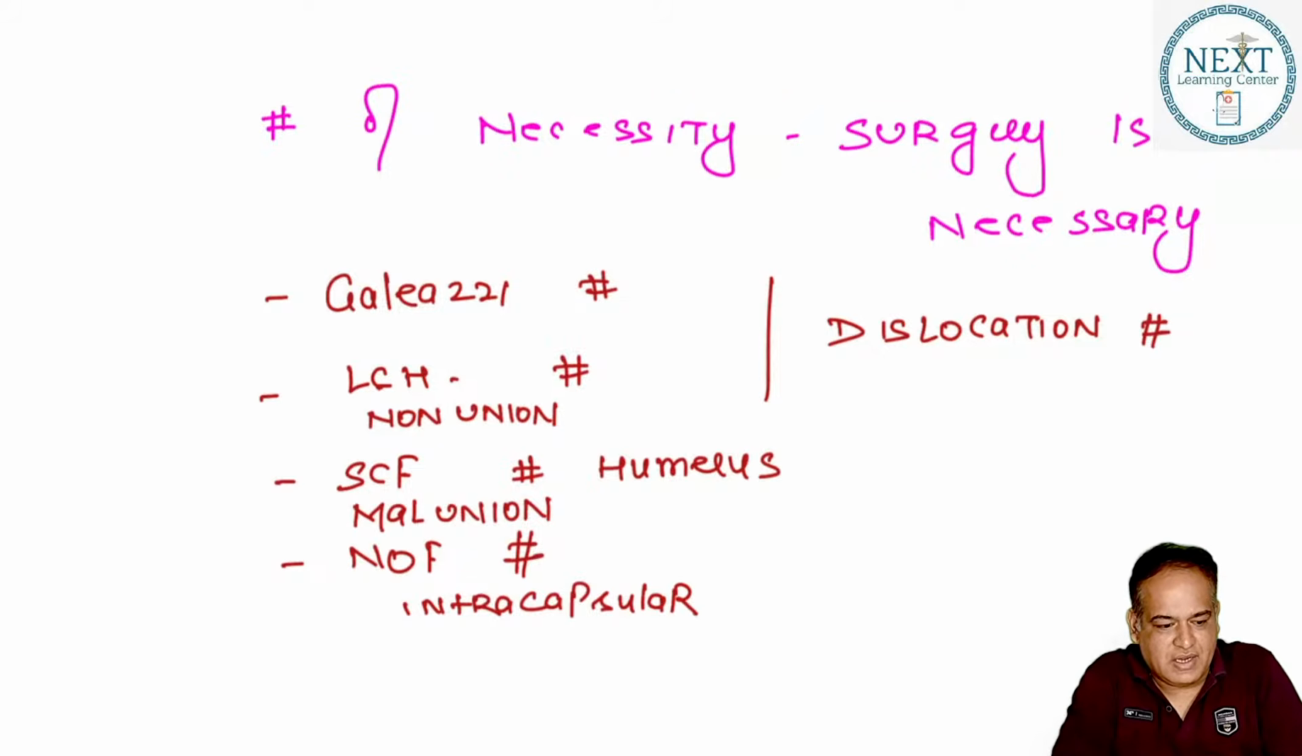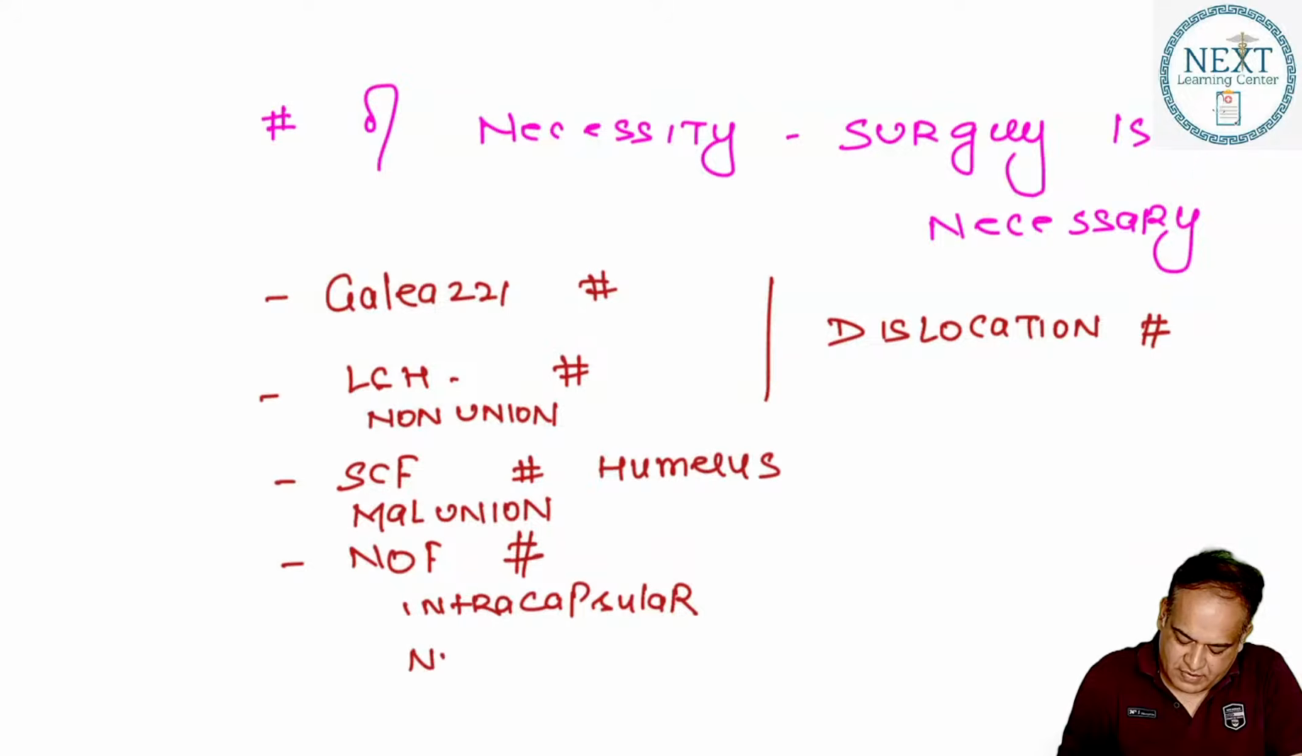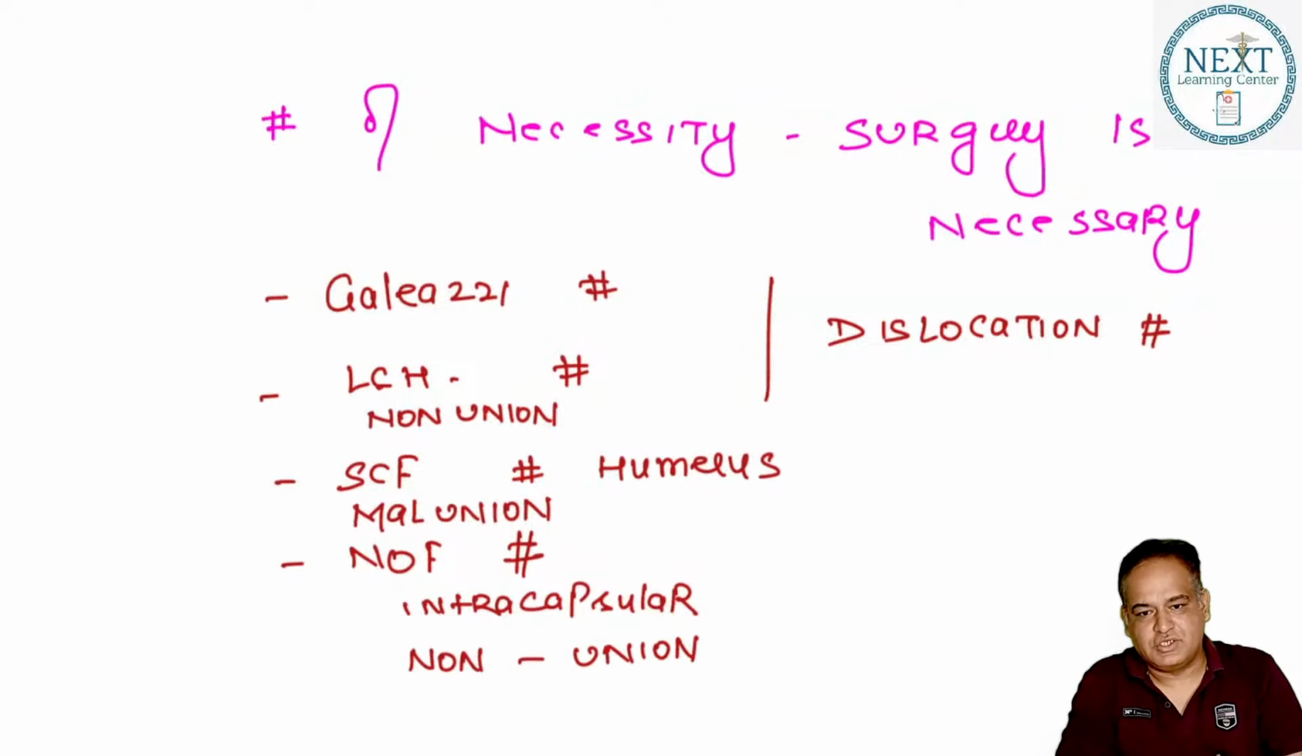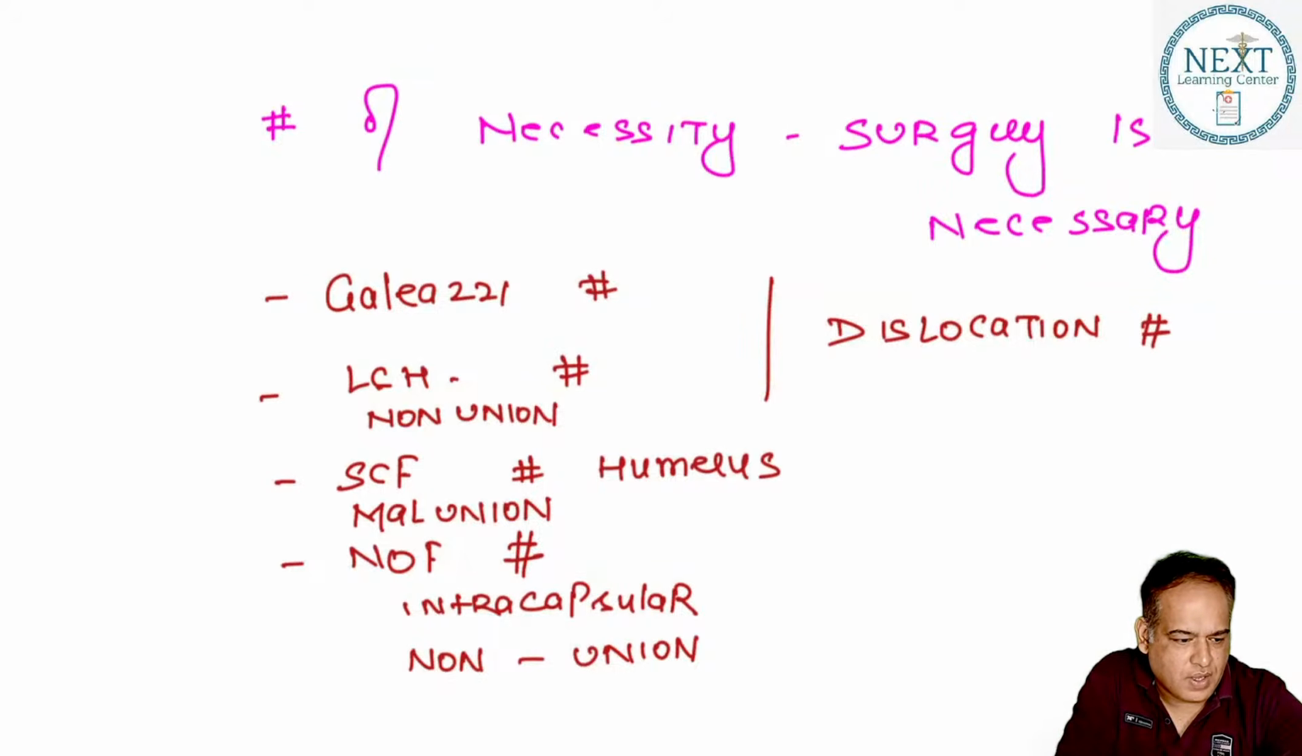Surgery is definitely necessary, because otherwise there is a very high risk of non-union. So surgery, here you will have to perform. Confusing where to, which one to use.